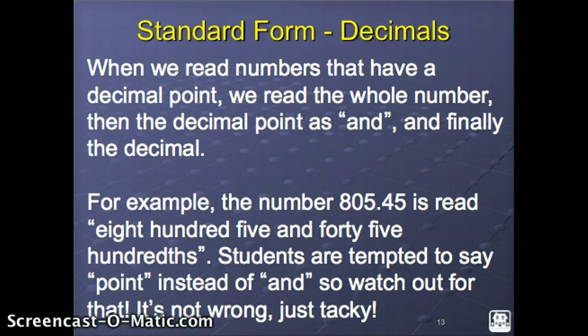Now when we read numbers that have a decimal point, we read the whole number, then the decimal point using the word and, after that the decimal. So for example, looking at the number 805.45, we would read 805 and 45 hundredths. Sometimes you're tempted to say point instead of the word and, so watch out for that. It's not just wrong, it's tacky.